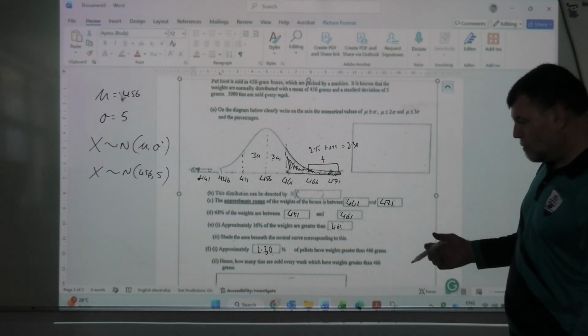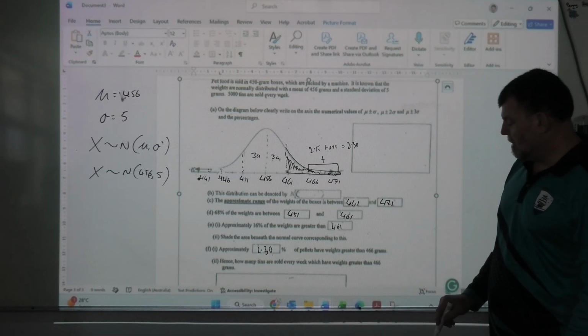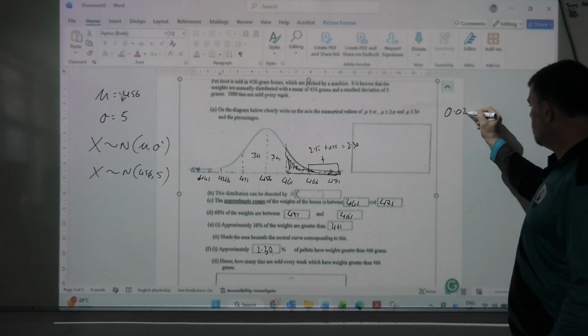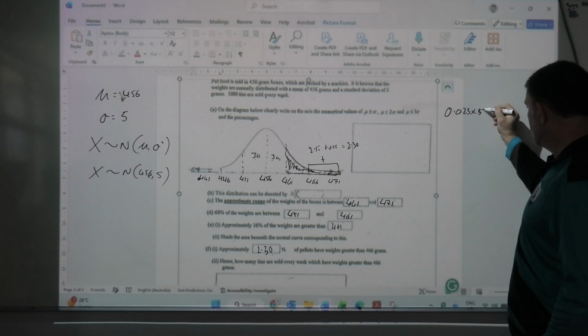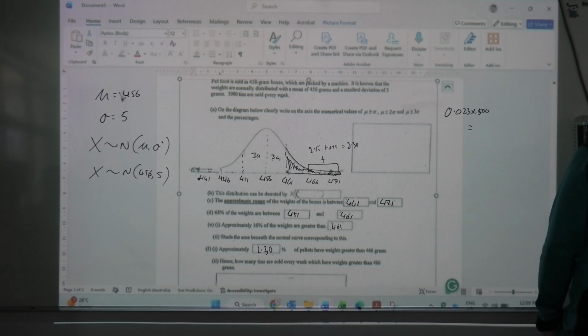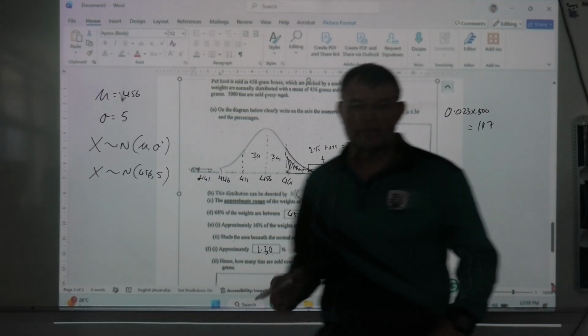Then the last example here is, using this, how many cans will be weighing more than 466? So in this case, you just do 0.023 times 5,000. And if I get my calculator out, let's do that here. That gives you approximately 117 cans.